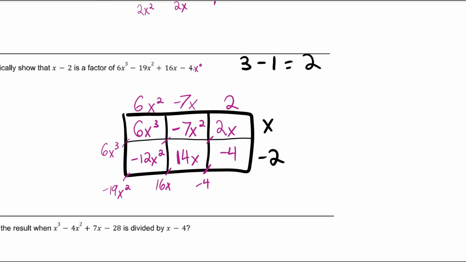So this would show that x minus 2 is a factor, because this shows that this polynomial at the top can be written as x minus 2 times 6x squared minus 7x plus 2. So that would be enough algebraically to show that it's a factor.